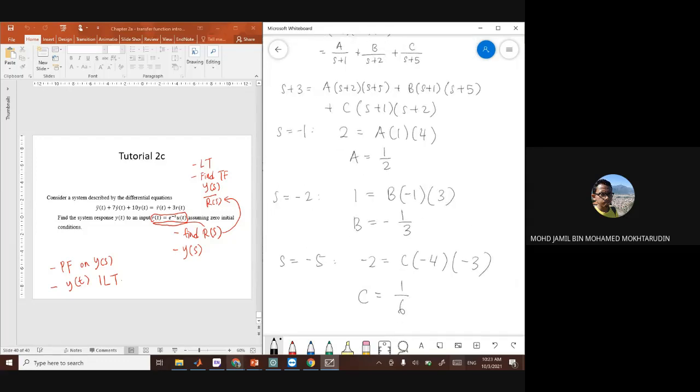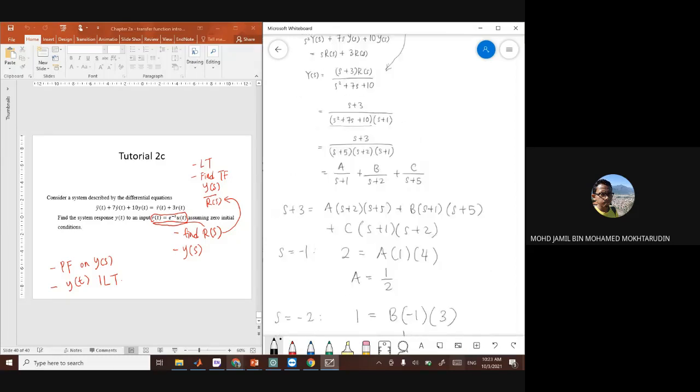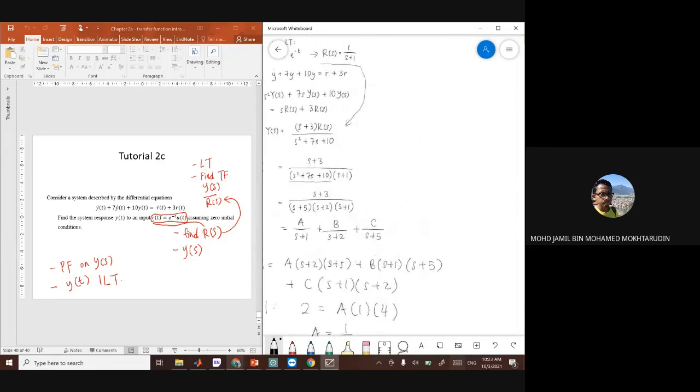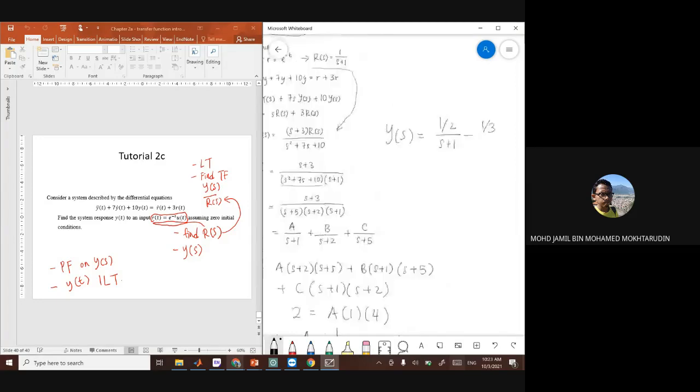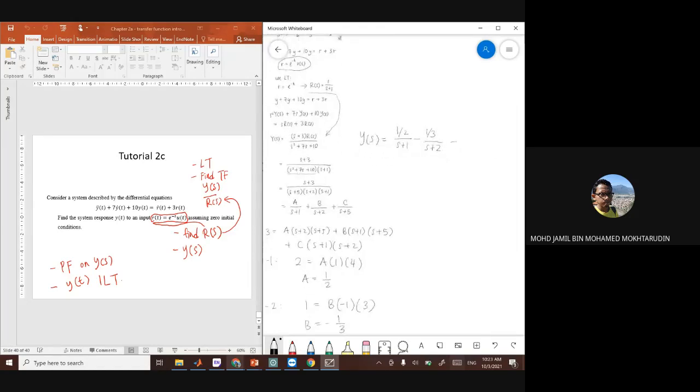Okay, substitute back into the equation. So you get Y(s) equals half over (s plus 1), minus 1/3 over (s plus 2), plus 1/6 over (s plus 5).